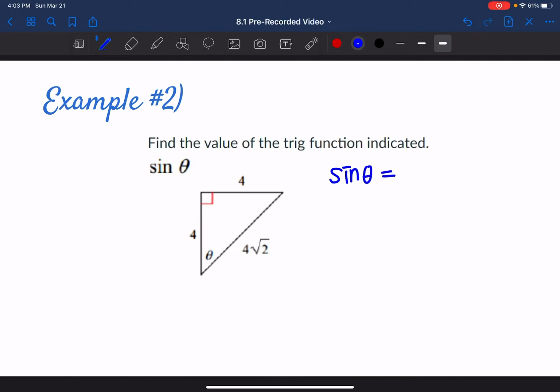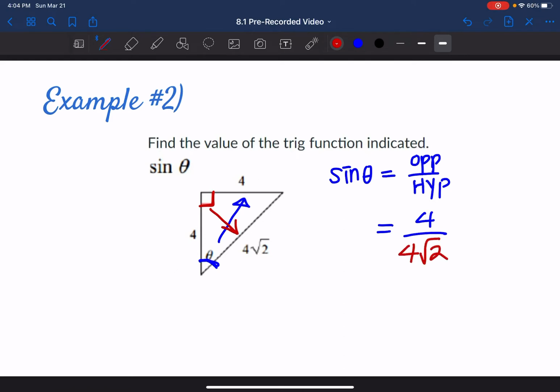So sine theta, sine is what? Opposite over hypotenuse. So my theta is right here. The opposite side is 4. What about hypotenuse? Hypotenuse is always right across from the 90 degree. So 4 times the square root of 2. Can I simplify this fraction a little bit more? Yes. 4 and 4, it's 1 over 1. So I have 1 over square root of 2.